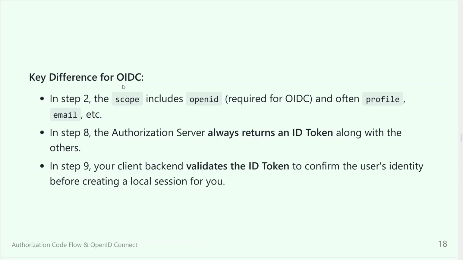So the key difference for OIDC, in step 2, the scope includes openid. When you request scopes in OpenID, you have to provide this. openid is required. Okay, that is related with authentication, and usually you also add profile, because usually you need email, usernames, and things like that. And in step 8, if you go to my previous slides, it always returns the ID token. And of course, in step 9, don't forget to validate the ID token.